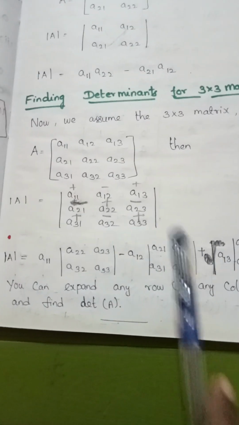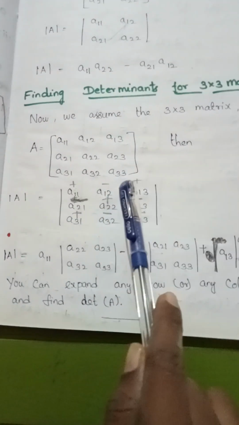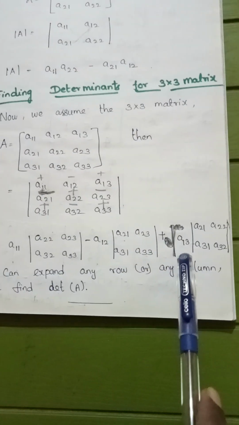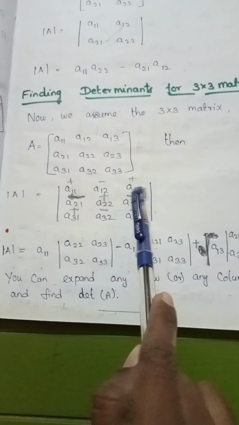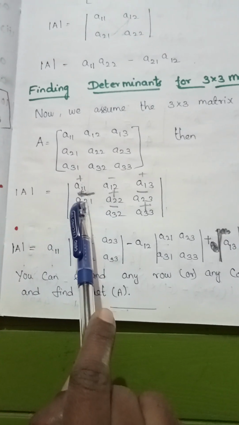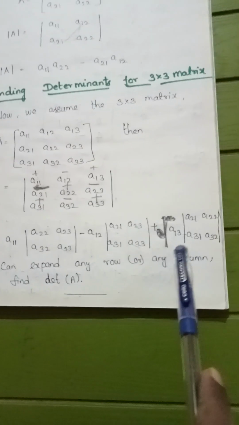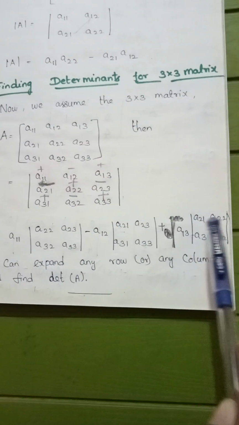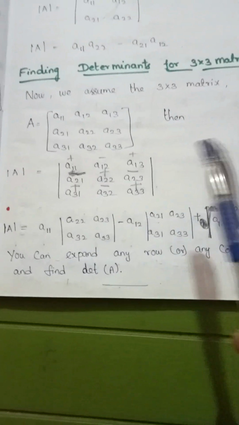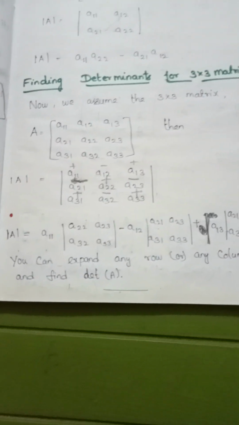Next formula, what is the sign? Plus. So plus A13 value. A13, you skip first row and third column. What is the remaining? The remainder is A21, A22, A31, A32. So you substitute determinant of A21, A22, A31, A32. You can expand any row or column and find the determinant. Any row or column you can expand, row wise or column wise, then only we can find the determinant.